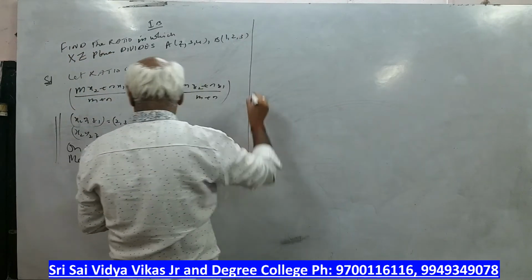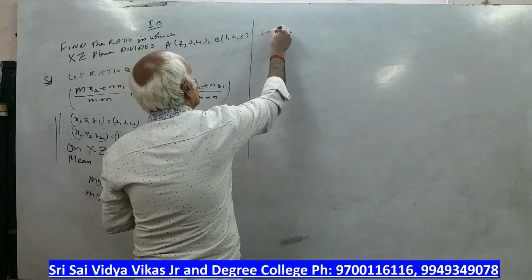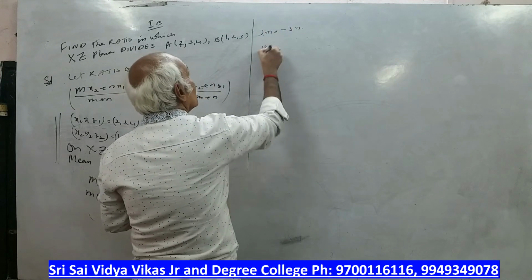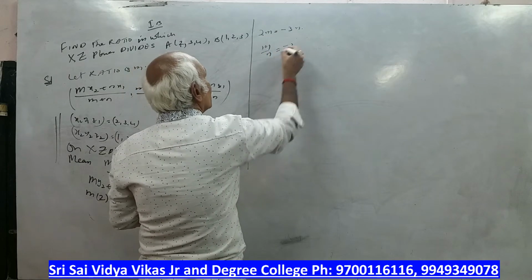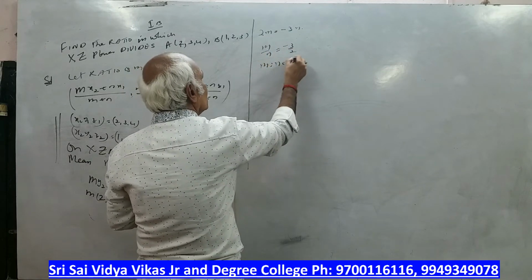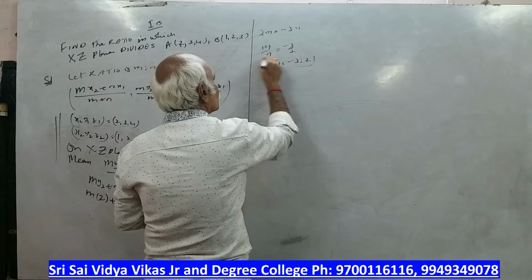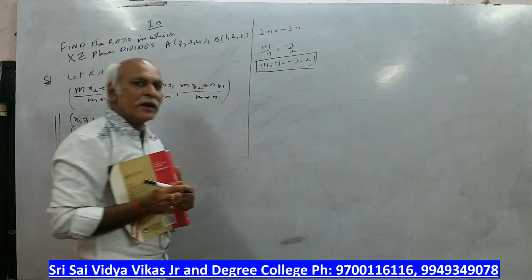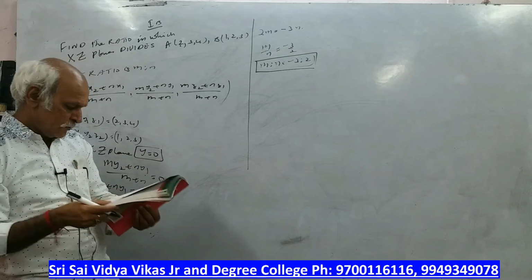Therefore, 2m is equal to minus 3n. Okay. Therefore, m by n is equal to minus 3 by 2. So what is the ratio? Minus 3 is to 2. Okay.